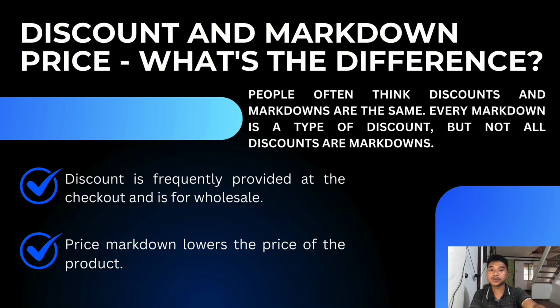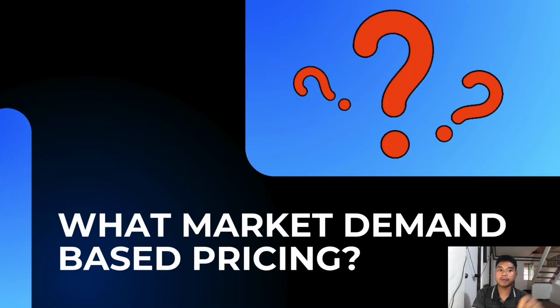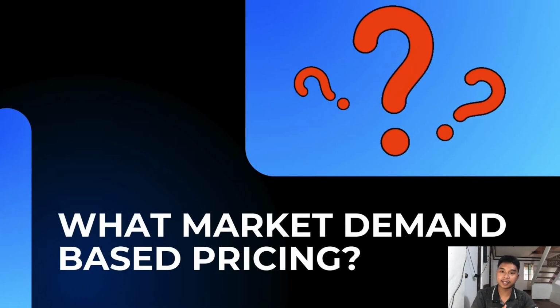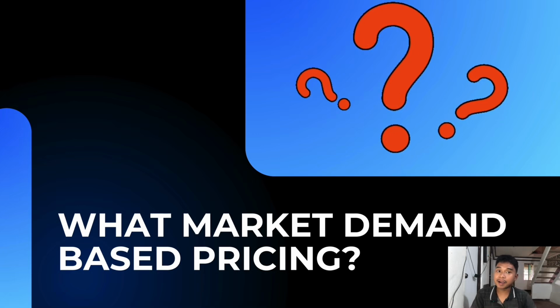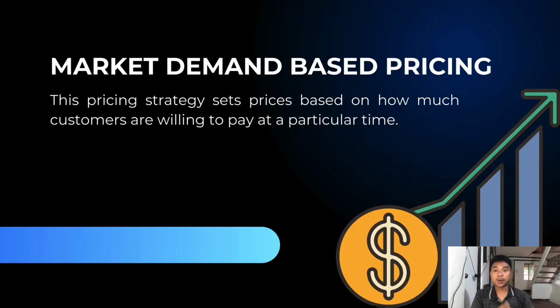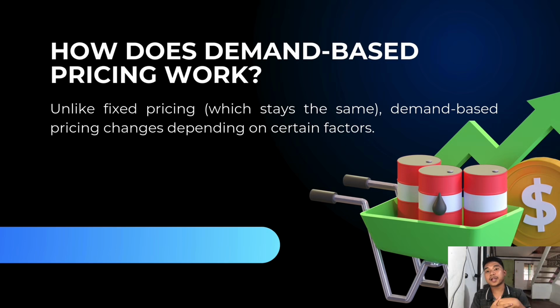Now let's move on to our next discussion, which is all about the market demand-based pricing. Okay, so what do we mean by market demand-based pricing? So this pricing strategy sets prices based on how much customers are willing to pay at a particular time. How does demand-based pricing work? So unlike fixed pricing, which stays the same, demand-based pricing changes depending on certain factors.